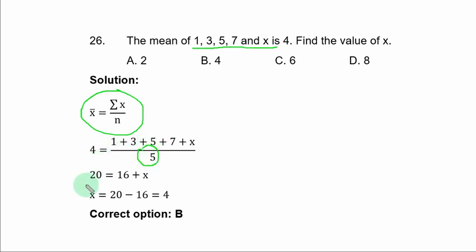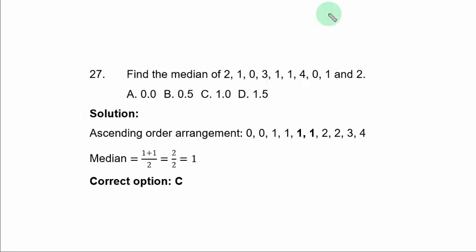5 times 4, 20. If you add this, you cannot add to S now. You have 16 plus S. Collect like terms, you have S equal to 20 minus 16, and that is equal to 4. B is the correct option.